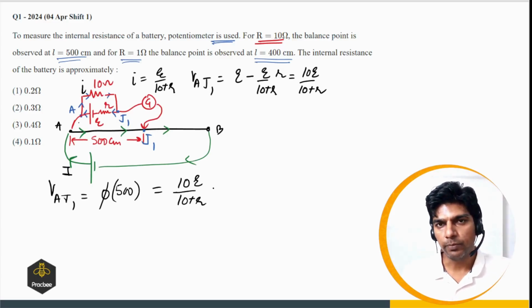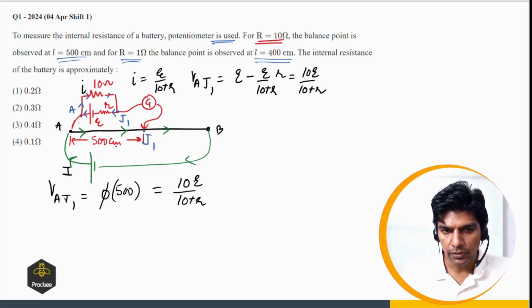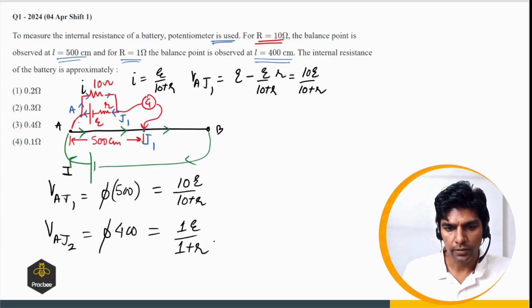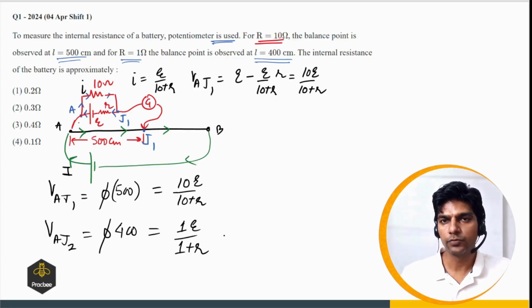But suppose we replace 10 ohms with 1 ohm, in that case the balancing length will change, right? So the same thing, let me call this VAJ2. So phi times 400 will be equal to 1 times E upon 1 plus r. I hope this is clear. That is for the second case.